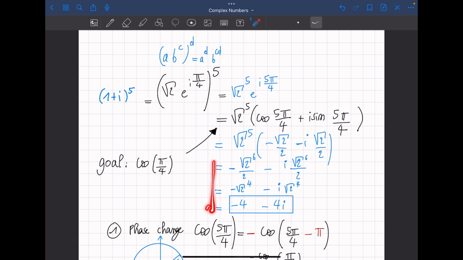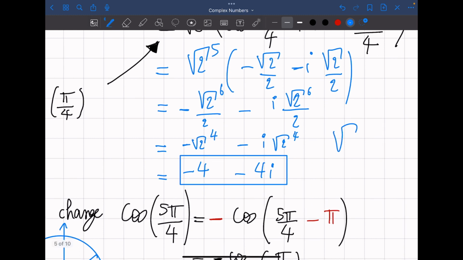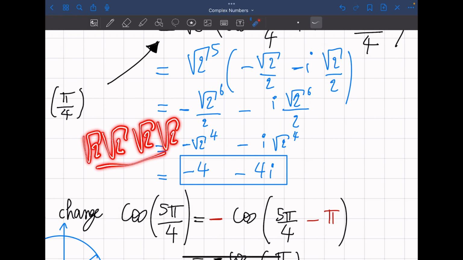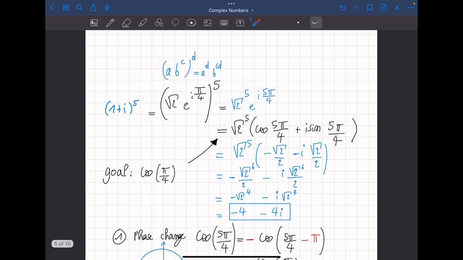And then this is just simplification. You just have to remember that square root of 2 times square root of 2 is equal to 2. So square root of 2 times square root of 2 here, I can just remove the square root of 2 times to the power of 2 here, and then I remove the 2. And then here, if I do square root of 2 times square root of 2 is 2, so I have at the end 4. That's how I get the result of minus 4i for 1 plus i to the power of 5.